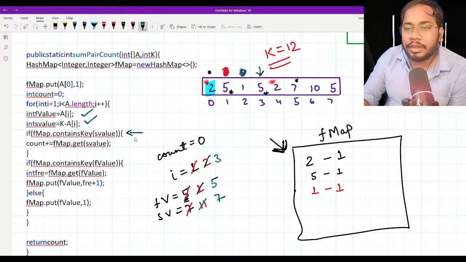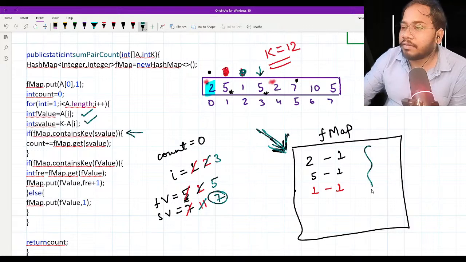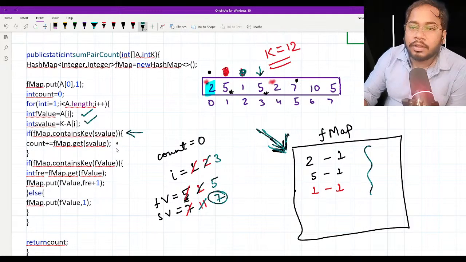Now we are coming here. We are checking, is the second value present in the hash map? What is the second value? The second value is 7. Is it present? No, that is not present. So in this if, we will not go.